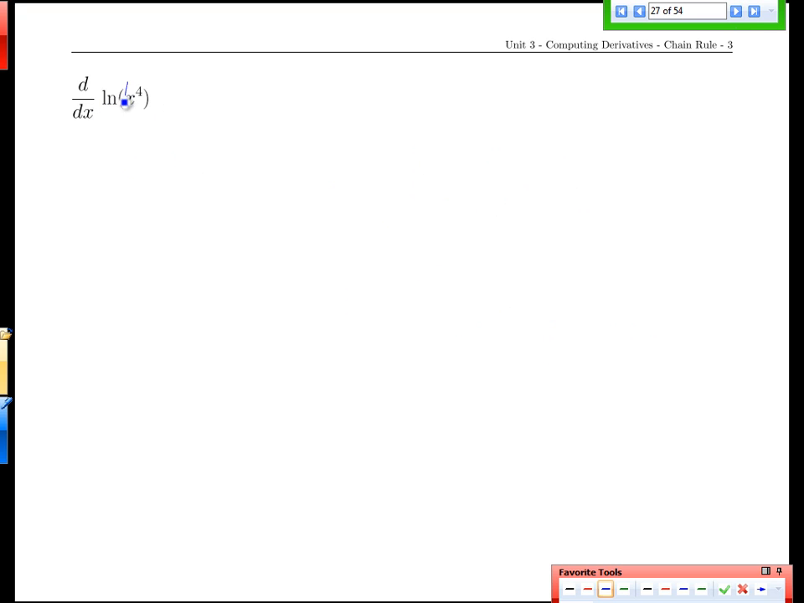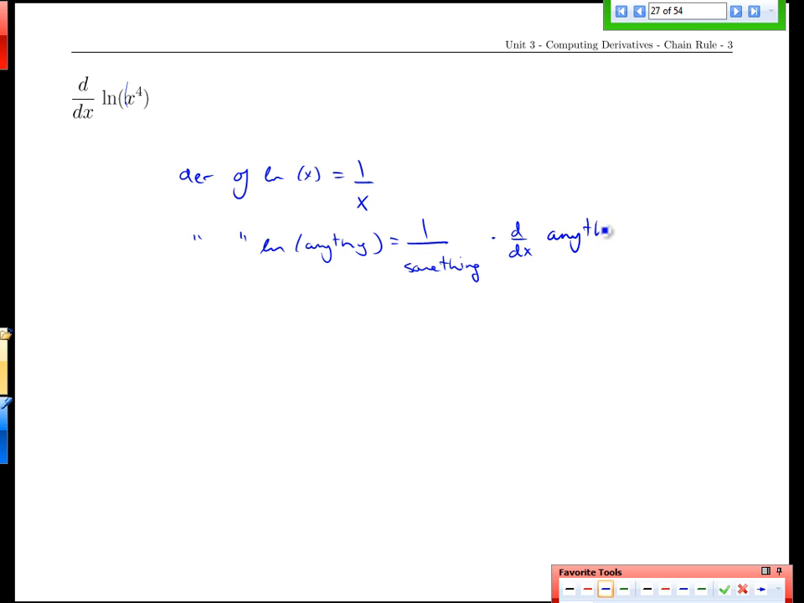Here we very clearly have an inside function with the x to the 4, and the derivative of ln of x is 1 over x, and so the derivative of ln anything is 1 over that same thing times the derivative of that same thing, of the anything. This is very technical language. I hope you all appreciate that.